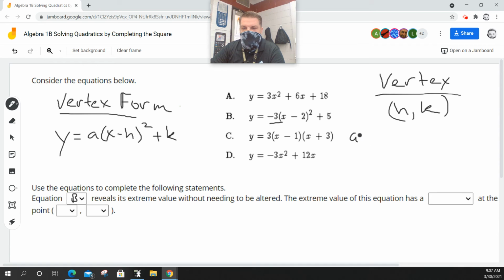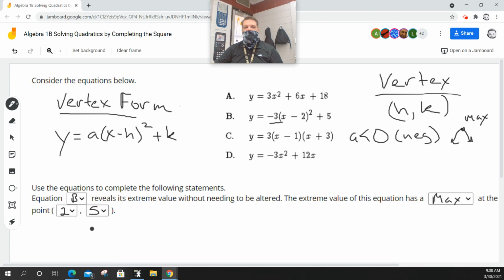Now, because a is negative, that tells me that it opens down like this. So that means it's going to have a maximum. So this equation has a maximum, and it's at the point 2 comma 5, right? 2 comma 5. And that's it on that one.